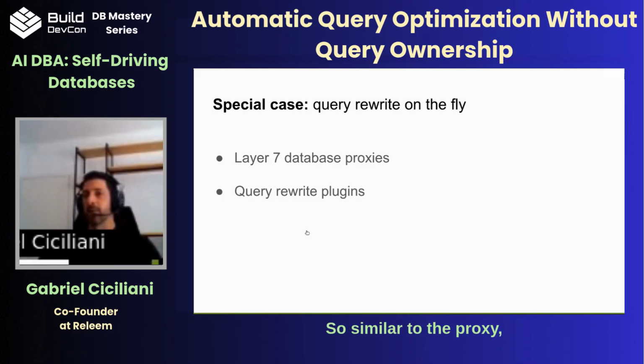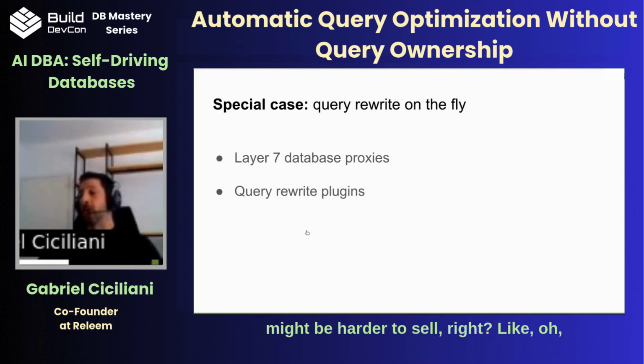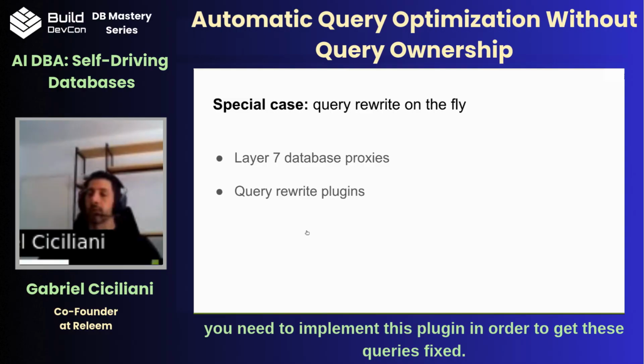So similar to the proxy, once a certain query pattern is matched, then replacements are done. So you could inject your fixes into that query plugin configuration. Again, this might be simpler to sell, but it might not be available on every database server. And if your users have this enabled already, then it's great. If not, then again, it might be harder to sell, right? Like, oh, you need to implement this plugin in order to get these queries fixed.